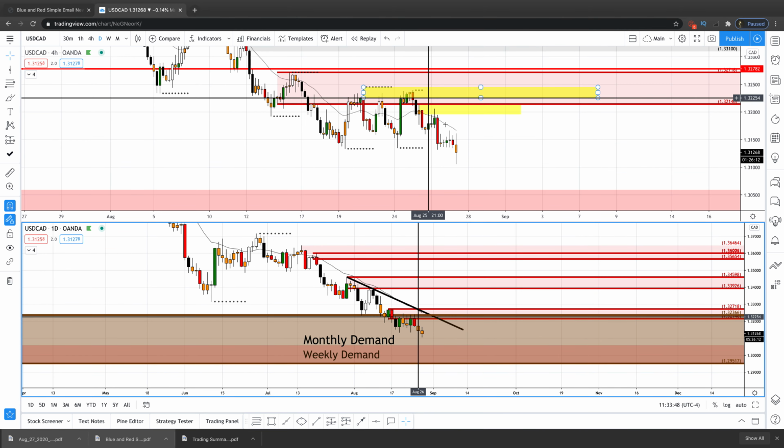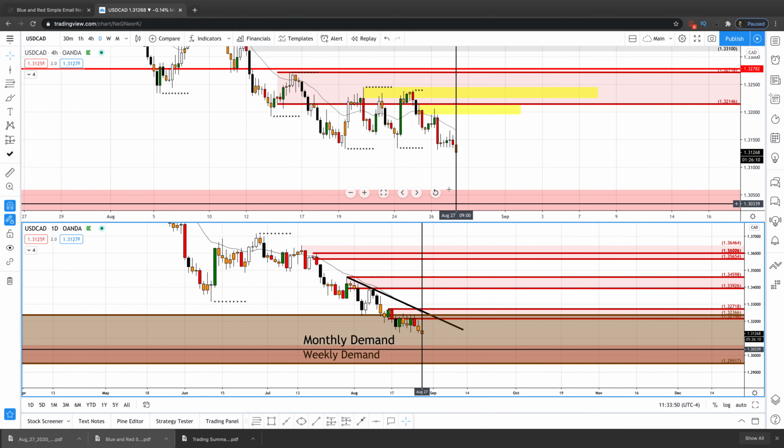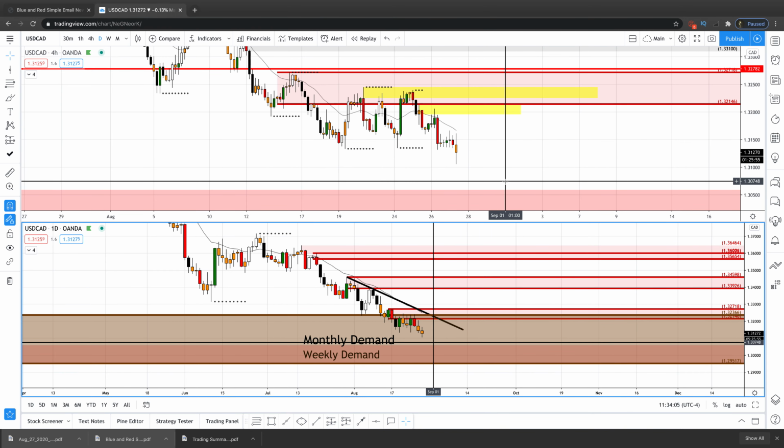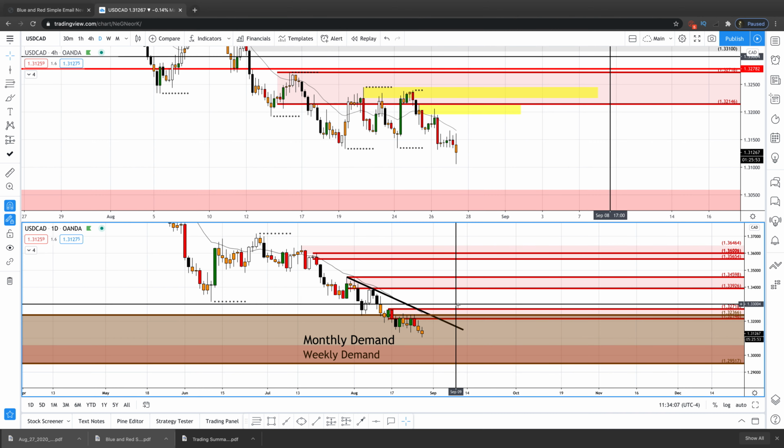I don't think I'm going to be looking at the 4 hour for here, maybe for some day trades or something like that. But yeah, as you can see, their longs are increasing. I really don't know what else to say other than that, as well as it's lining up with the technicals pretty well. So yeah, I'm going to be looking for buys.